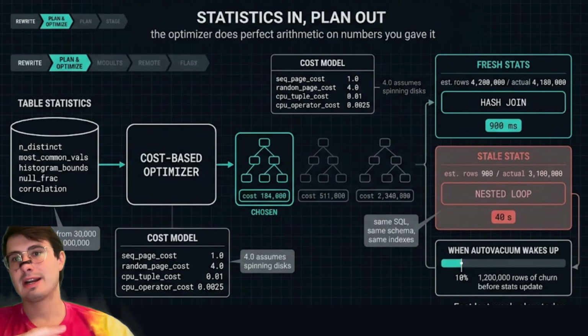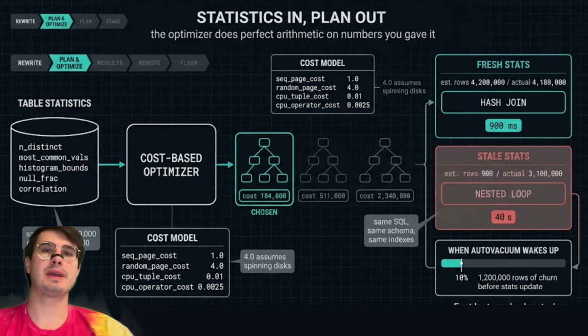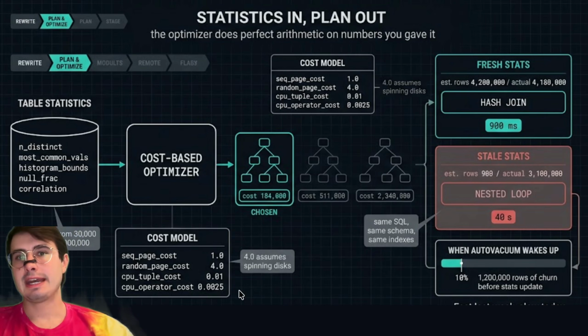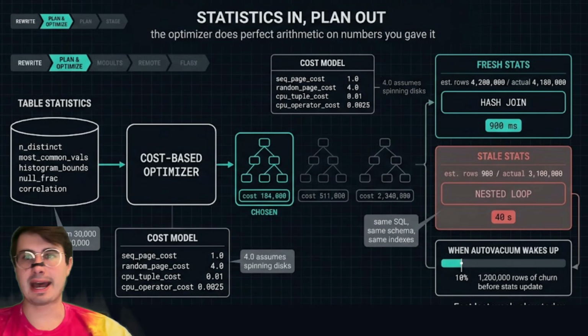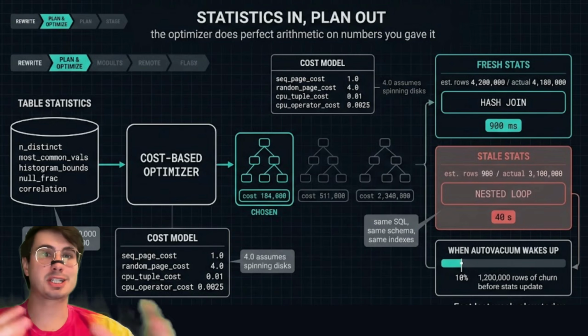n_distinct is your estimated number of distinct values in a column, and when it's negative, it means it's a ratio to the table size. So -1 means every value is unique. Then most common values and most common frequencies hold the top values and how often they appear, which is how the planner knows that status ship matches 60% of orders while status refund matches 0.4%. And then histogram bounds holds evenly spaced buckets for everything that isn't in the most common list, which is how range predicates get estimated.